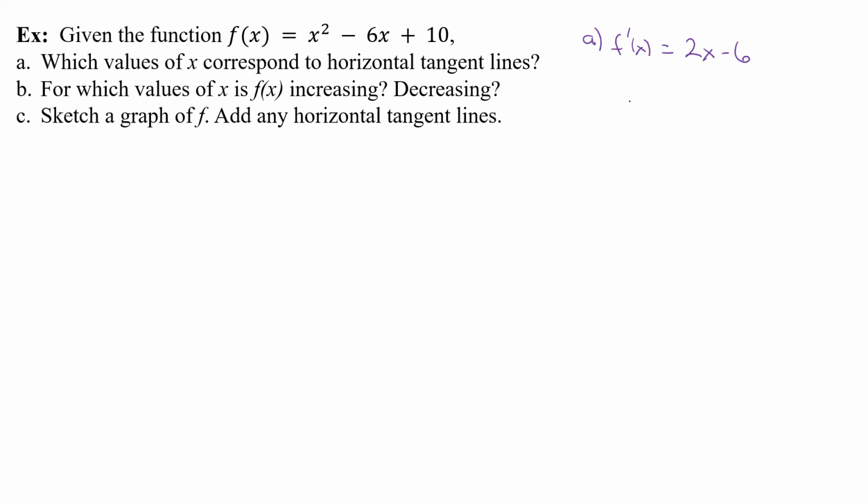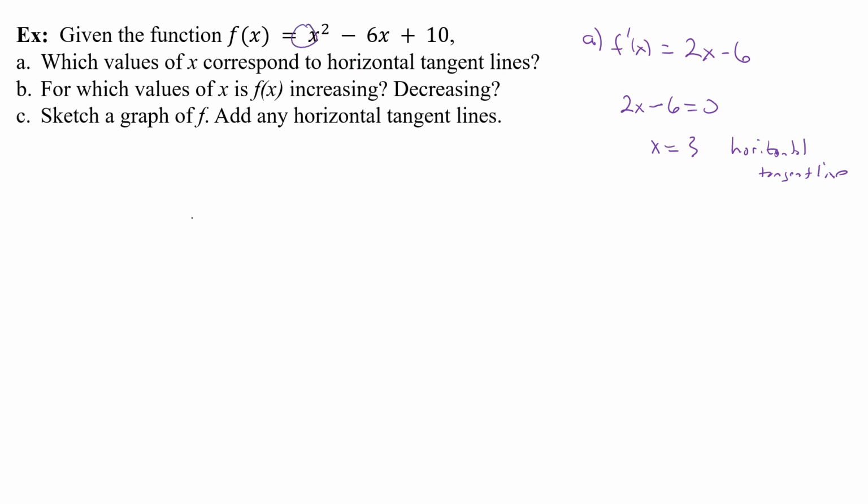Well, if we set that equal to 0 and solve for x, we get that. So we're going to have a horizontal tangent line at x is equal to 3. Okay, so that we know means it's going to be either a low point or a high point. And again, it depends on our value here.